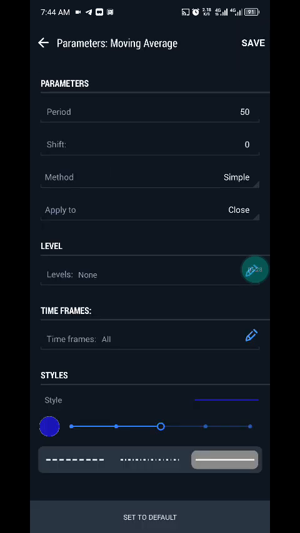Then we have the moving average. We have the period of 50. We have shift of 0. We have the method to be simple. We apply to close, and we have no levels. We have none in level. Now we have our style in blue color.